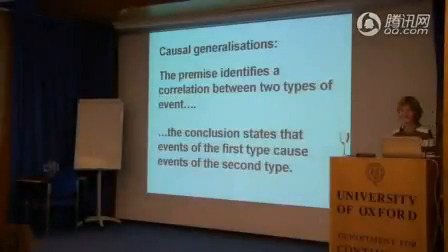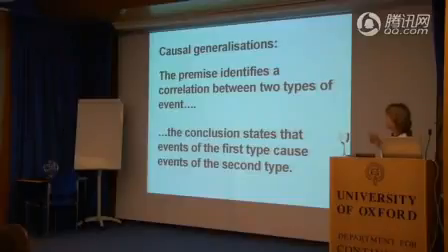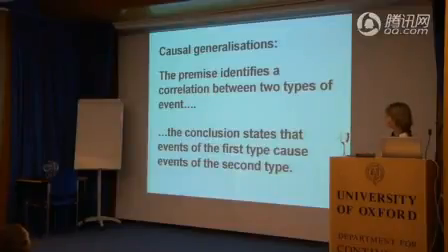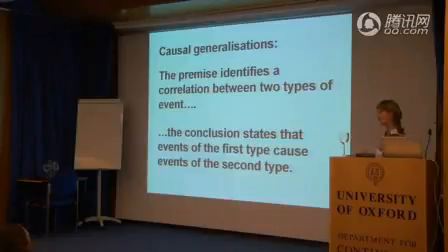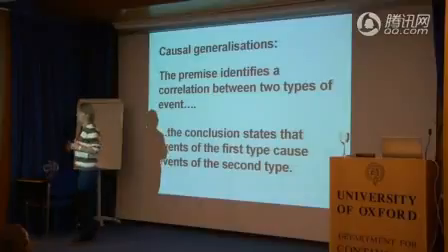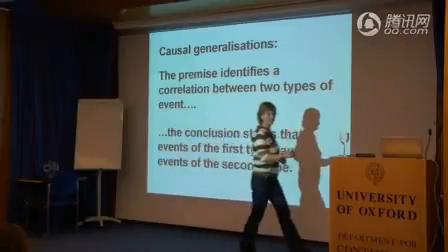Let's look at causal generalizations. Okay, a causal generalization is a type of inductive generalization. The premise identifies a correlation between 2 types of events, and the conclusion states that events of the first type cause events of the second type. So the idea is that if you see A and B, A and B, A and B, A's and B's are always correlated, you extrapolate to the claim that A's and B's will always be correlated, and you imply that the reason for this is that there's a causal relation between them. So where there's correlation, there's cause. That's what a causal generalization is.